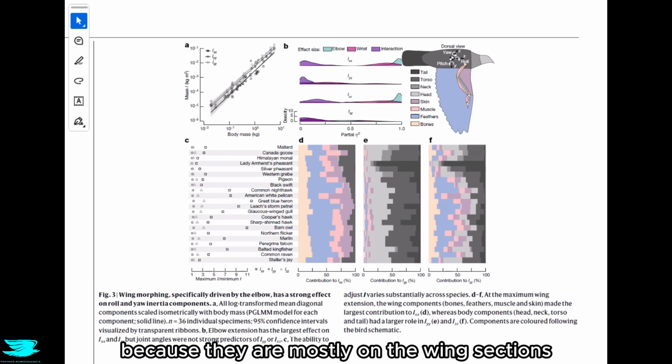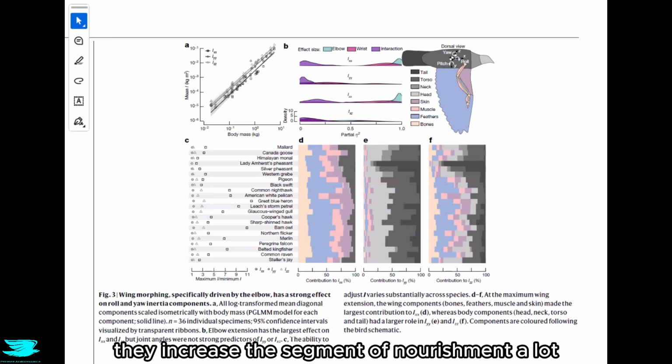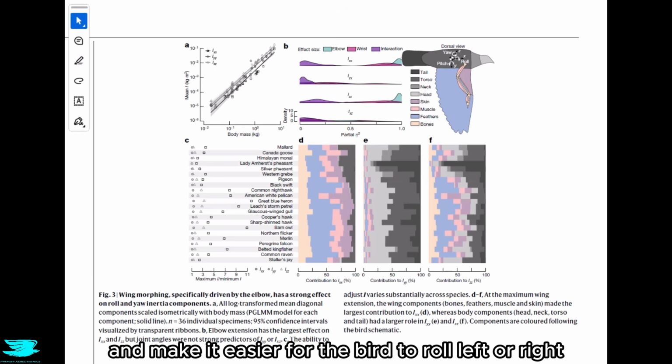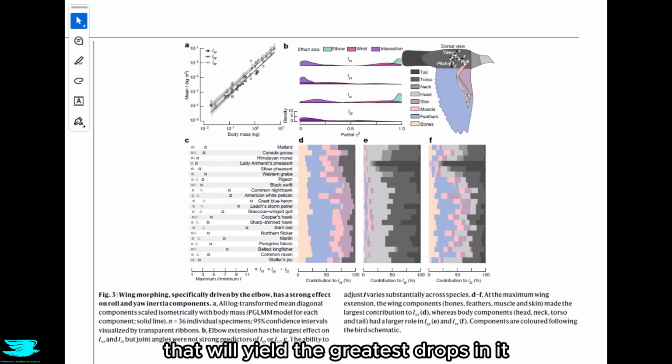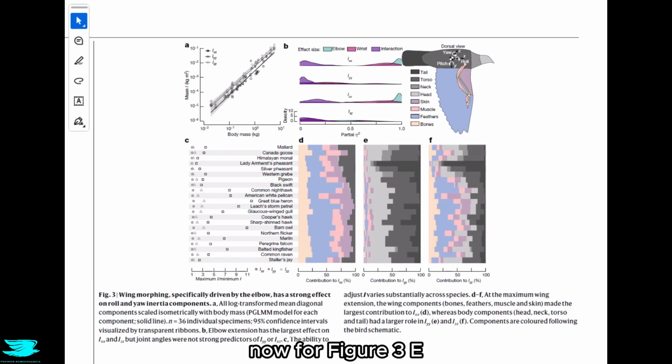The feathers, because they are mostly on the wing sections and are located far away from the axis, increase the second moment of inertia a lot. So in terms of performance, what that means is that to reduce the moment of inertia here and make it easier for the bird to roll left or right, the feather weight or location of them should change. That will yield the greatest drops in it and make the bird more agile in that way.